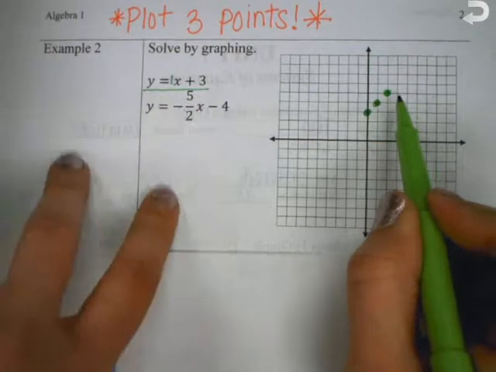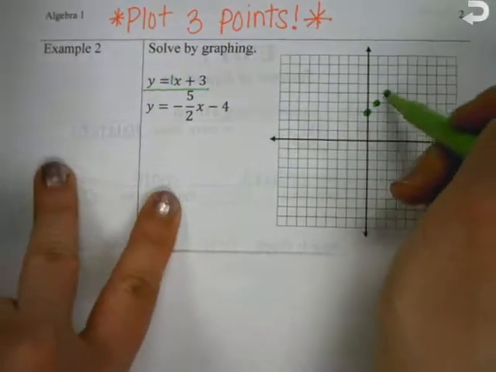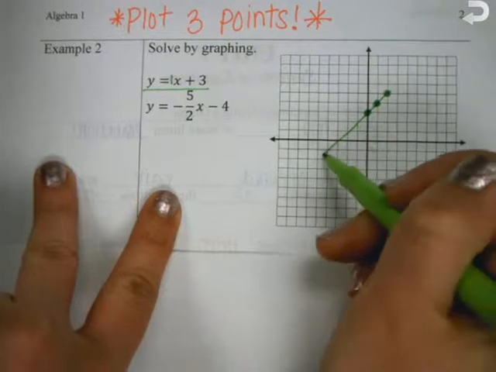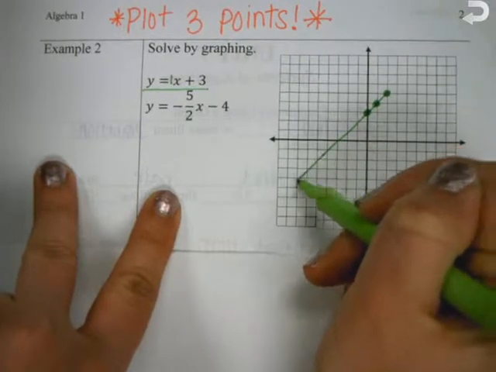Do you have to make it that long? It has to go across the whole graph. Okay? Because you need to make sure that they will intersect. Okay?